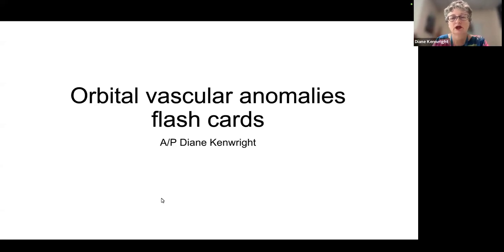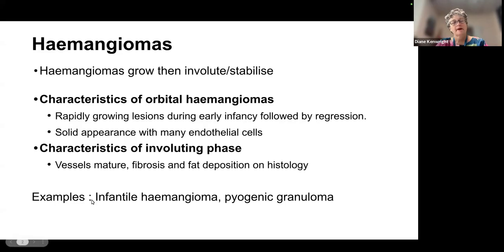In this segment, we're going to look at some orbital vascular anomalies. First, we're going to learn some definitions. So, a hemangioma grows, then involutes or stabilizes. These are lesions of early infancy where they grow and stabilize. Okay? They have a solid appearance with many endothelial cells, and as they involute, the vessels mature with fibrosis.